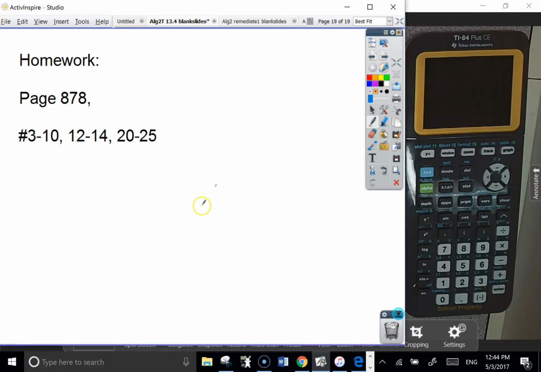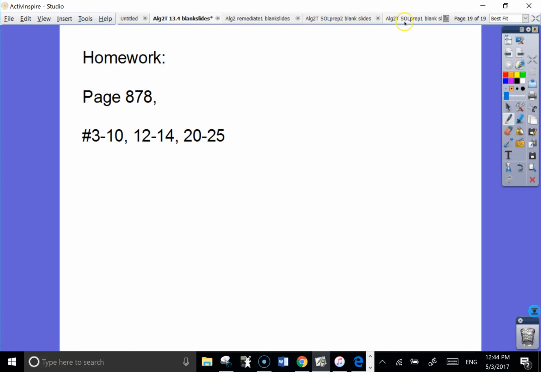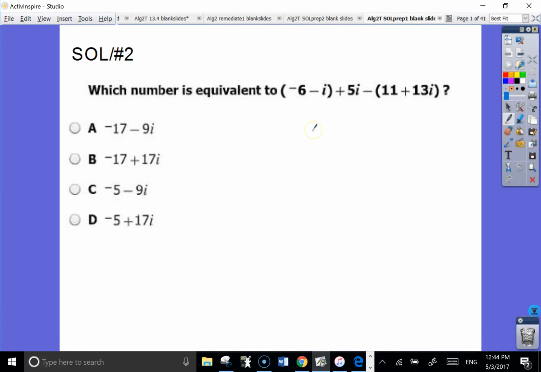Okay, so we are, that's it. We're starting here. This is number 2 in that package. Number 2 in the 2014 SOL.